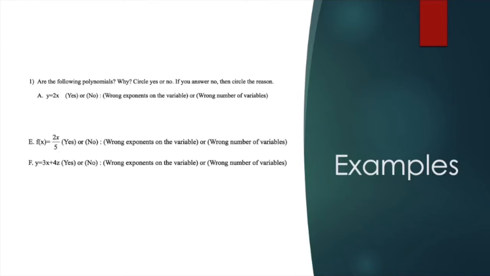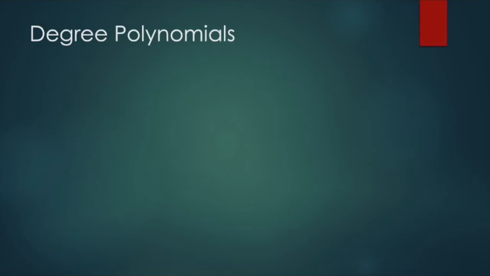This is number 1 on your homework. So we answered yes on this one, yes on this one. So we didn't have to do any more if we answered yes. It was the last one we answered no, and it's the wrong number of variables. It had extra variables. So I wanted to do that with you so you know how to do these problems. Okay. Let's move on to the degree of polynomials.